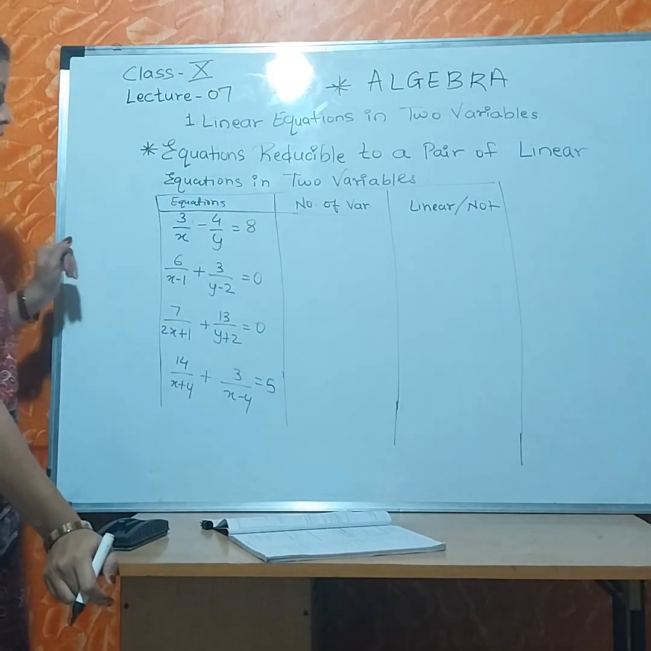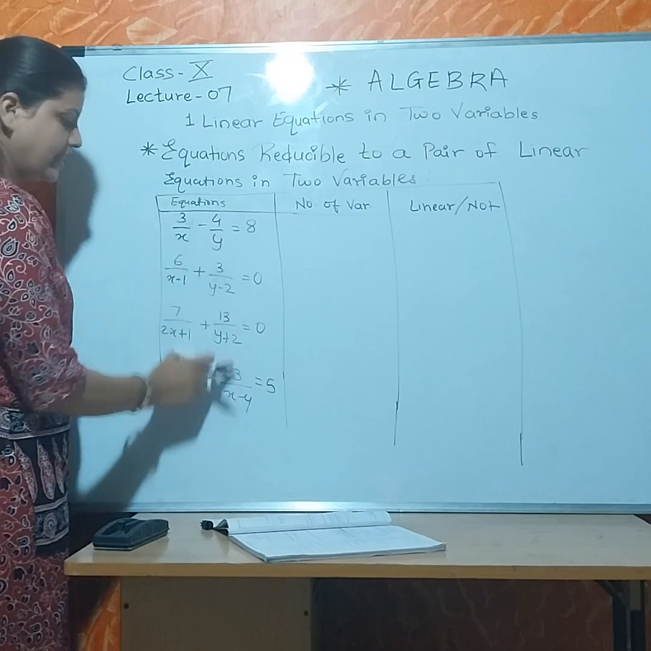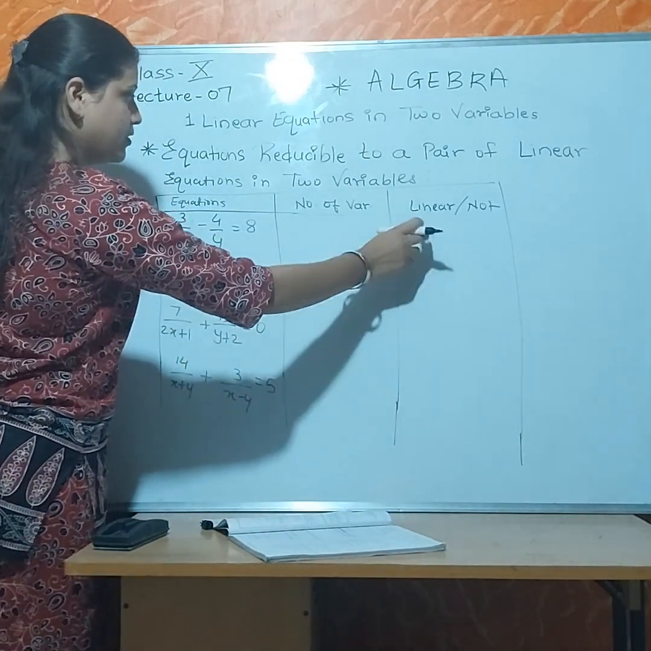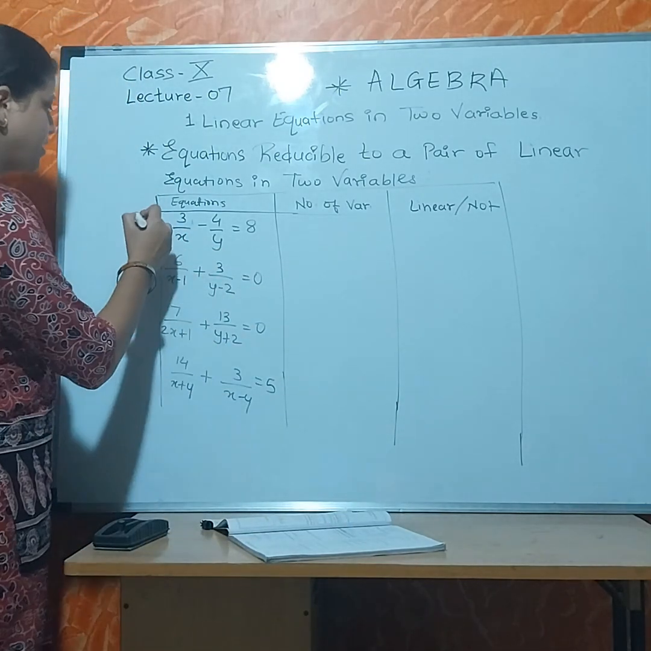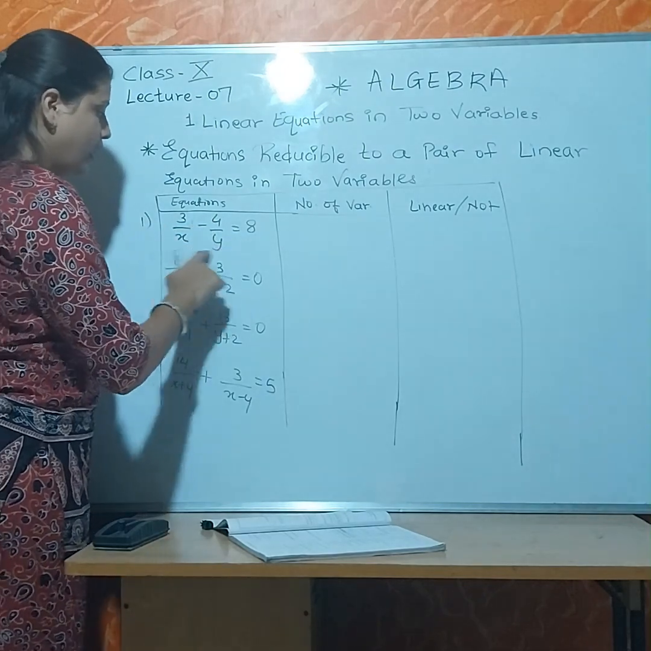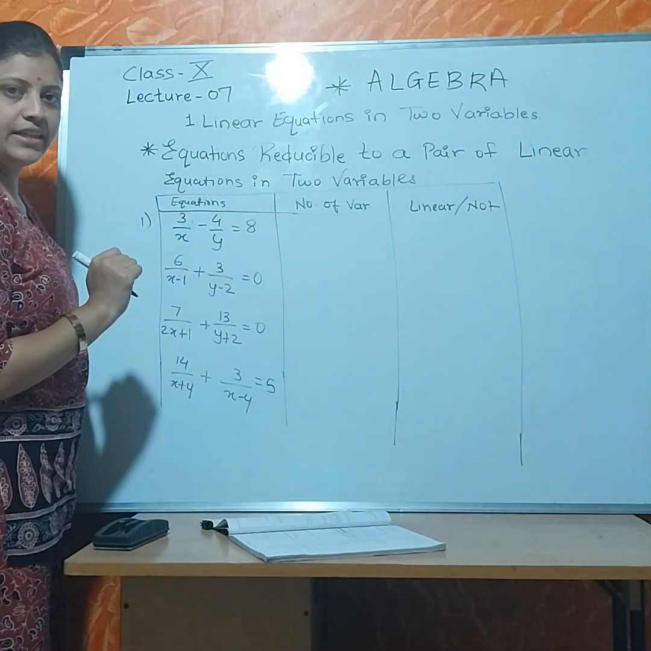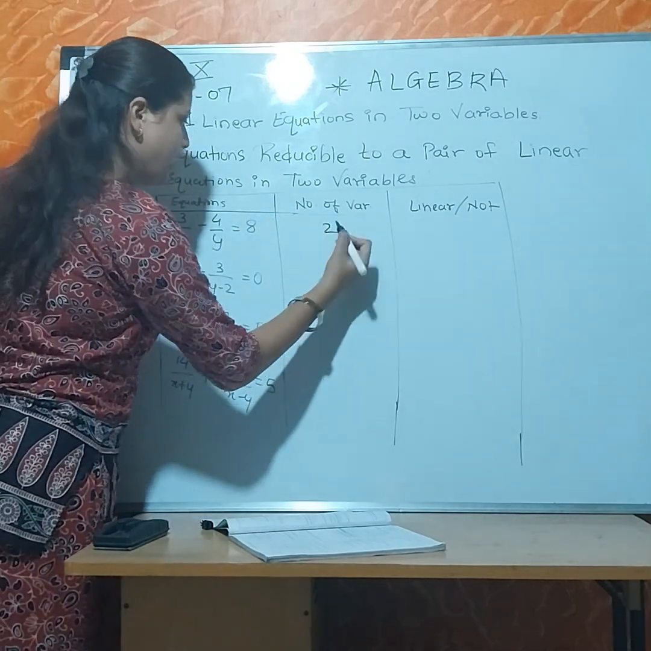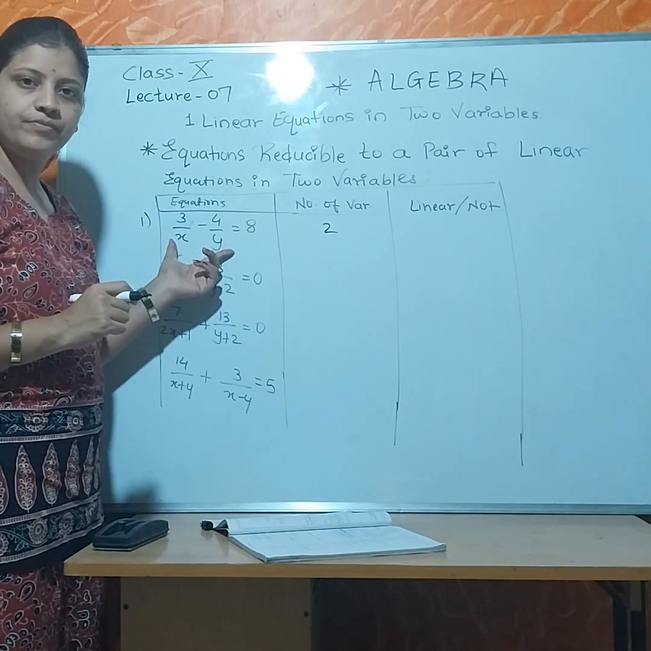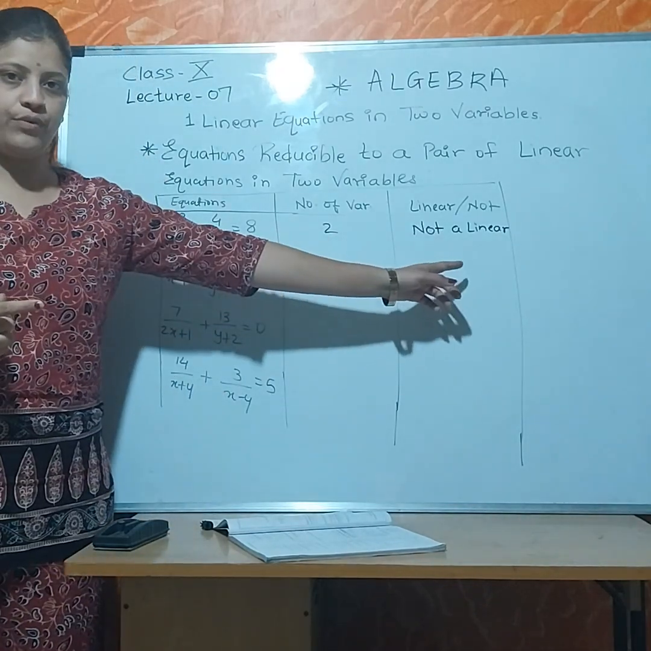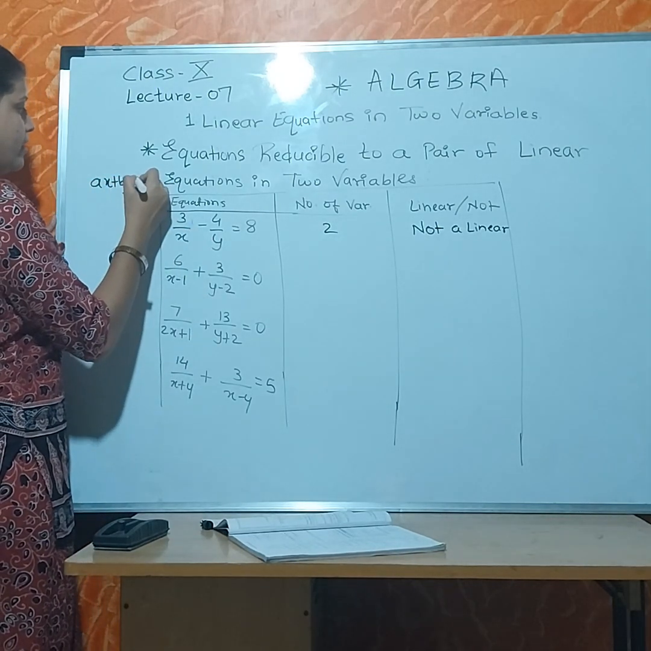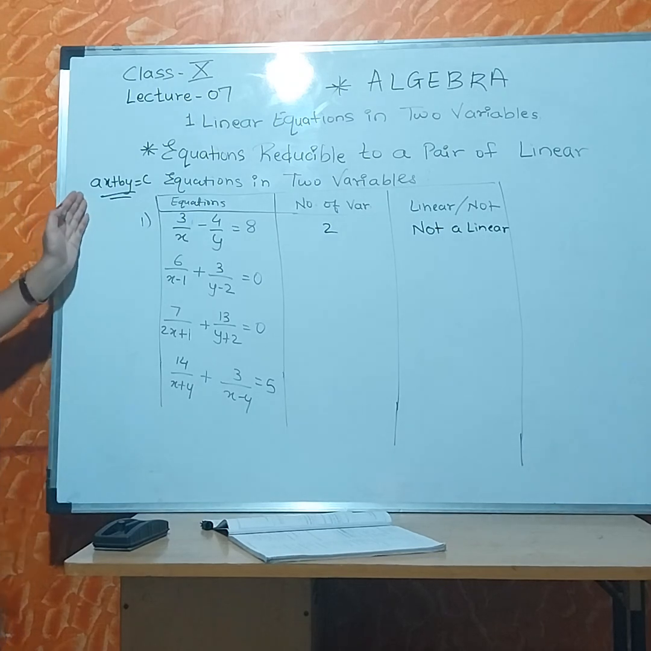Now see, in your textbook they have given one table. Here are the equations. We have to write here the number of variables, and here we have to state whether linear or not. Now what is the first equation? 3 upon x minus 4 upon y is equal to 8. How many variables are there in this equation? x and y. That means two variables. Even if there are two variables, is this linear? No. This equation is not a linear equation, because it is not in the form ax plus by is equal to c.